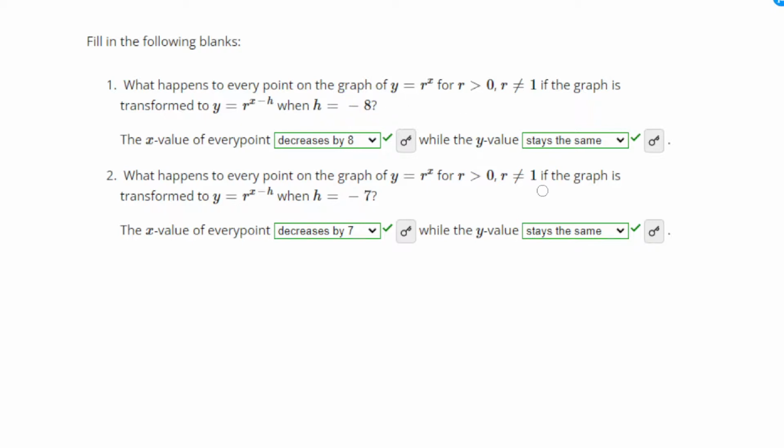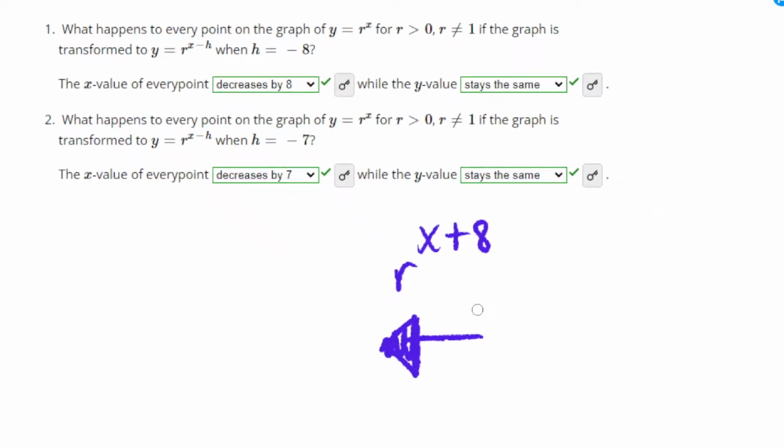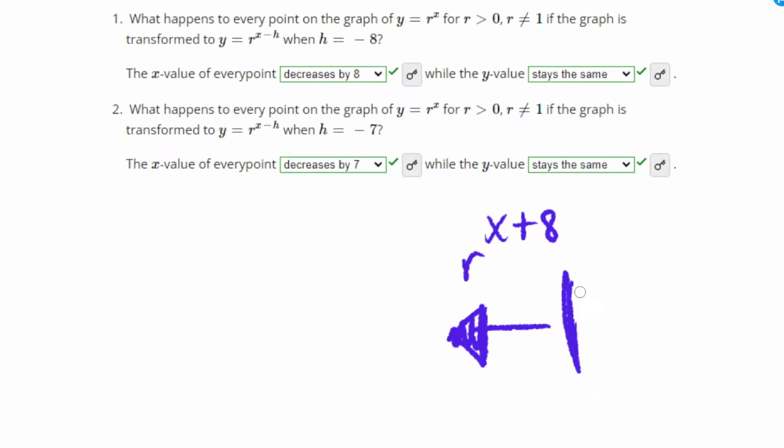You might think, oh, it's a negative, so we flip the sign and go to the right. But again, this would be r to the x minus negative 8 because we are substituting it, right? So this would actually be x plus 8. So it decreases by 8. The x goes backwards. The x goes left. The y value will stay the same because we don't go up and down.